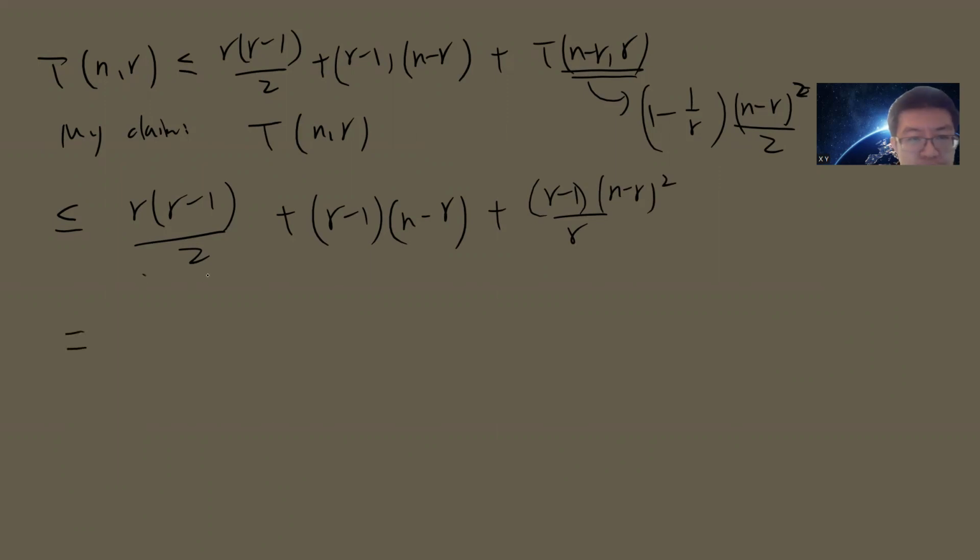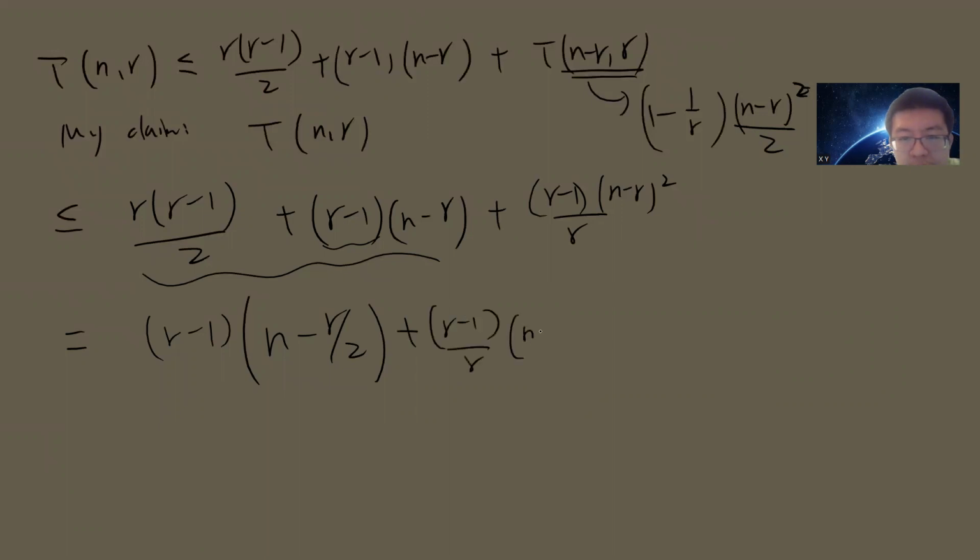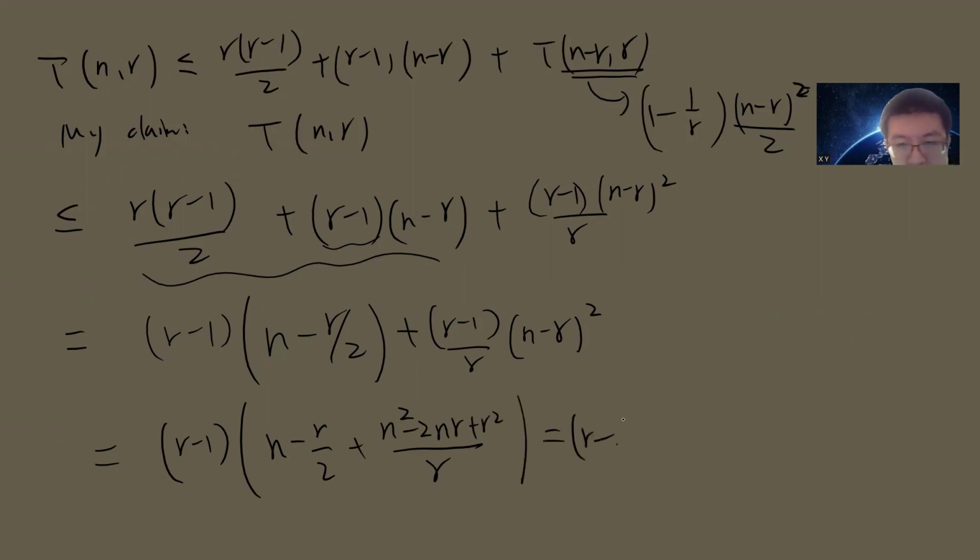What should we do? Let's combine these two. We get (r-1)(n-r)/2, because of (r-1) and (n-r), plus (r-1)/r times (n-r)^2. These two terms are simple, so I can take (r-1) out, and we have (n-r)/2 plus (n^2 - 2nr + r^2)/r. Sorry, I forgot about the 2 here, there's a 2 here. I can see that there's a minus r term to cancel, so we can eliminate this term and this term.